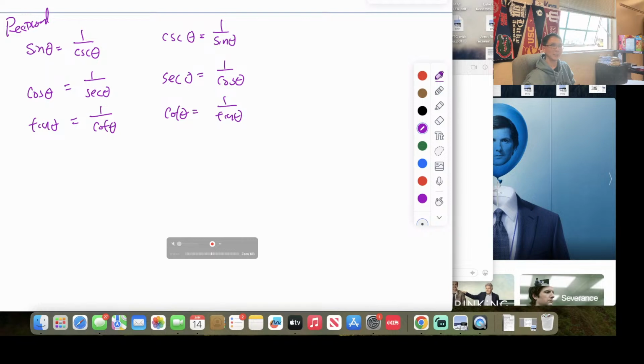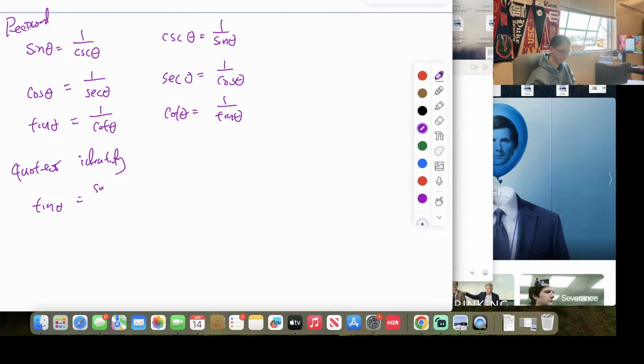These are as well. All right, so this is a reciprocal identity that you guys should already know. And there is a quotient identity. Tangent of theta is equal to what? And the cotangent of theta is equal to cosine theta over sine theta.